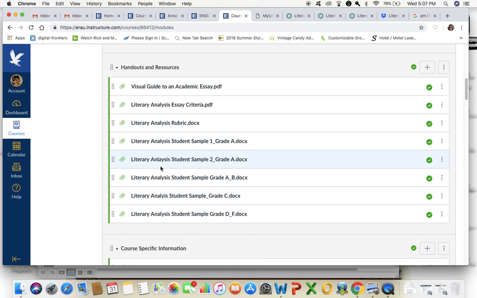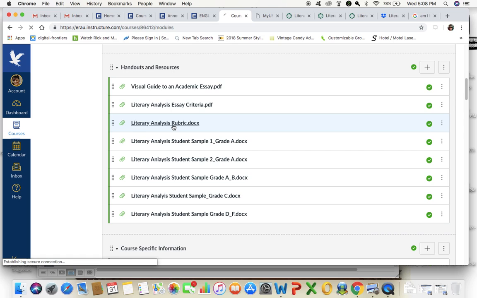So you can see that I posted 5 student samples, and I've got samples in different grade ranges, so you can look at which ones. Sometimes students only want to see a sample, sometimes they want to see lower grade samples, so I provide a little bit of everything so you can look at all of them. You can look at whichever ones you think will be most helpful to you.